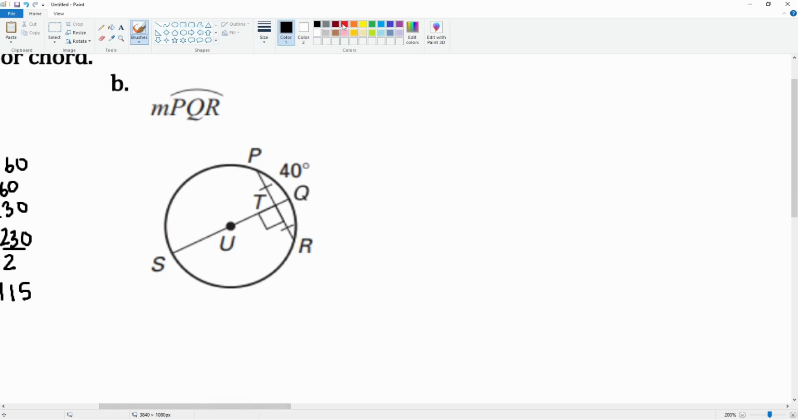For B, I'm looking for the arc of PQR, which is this entire thing. I know that this part of PQ is 40, and it is determined from this part of that chord, which is congruent to this part. If this part is congruent, therefore the arcs have to be congruent. So PQR is made up of that 40 plus that 40. So that gets you 80 degrees.